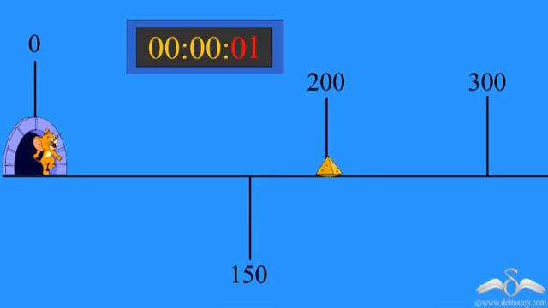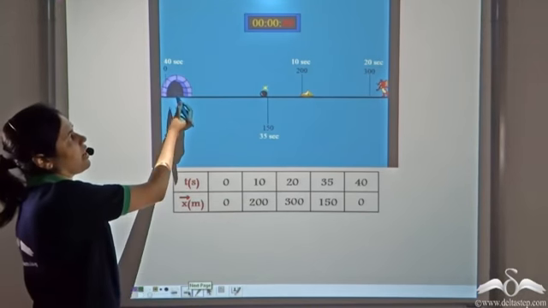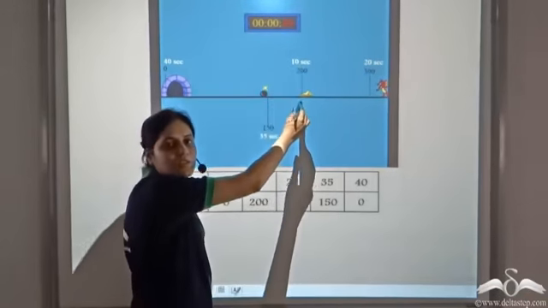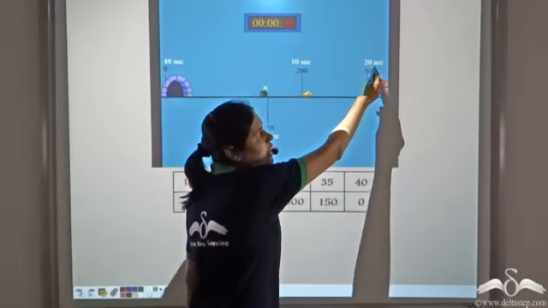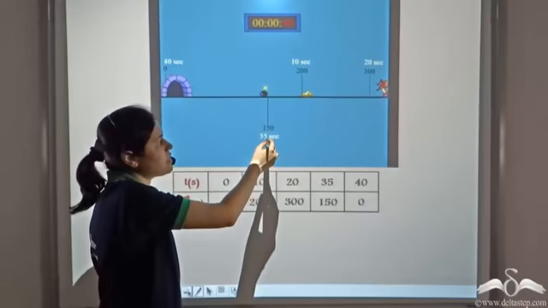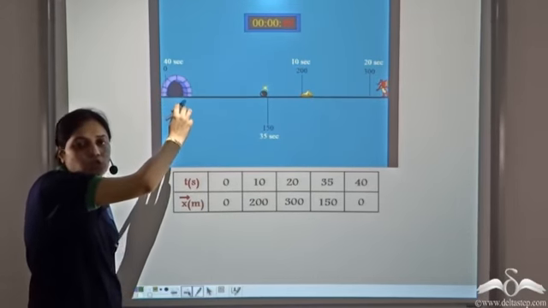Now observe this. Jerry leaves his hole, goes to 200 meters, has cheese, meets his friend at 300 meters, comes back at 150 meters, does a mischief and returns to his hole. So this is what we get. At 0 seconds, he was in his hole. At 10 seconds, he was here at 200 meters. At 20 seconds, he was here at 300 meters. At 35 seconds, he came back to 150 meters. And at 40 seconds, he went back to his hole.